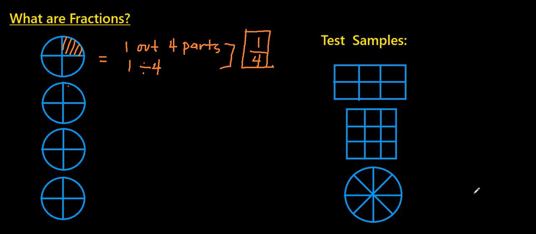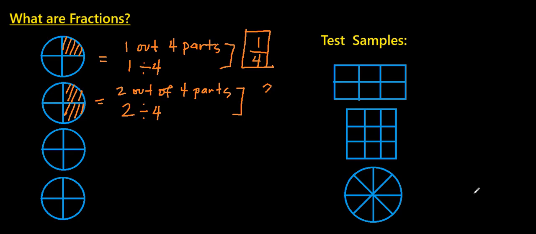Another example, if we shaded two parts of this pie, then we can say that the shaded part is 2 out of 4 parts, or 2 divided by 4. And to write it in fraction, that is 2 over 4.